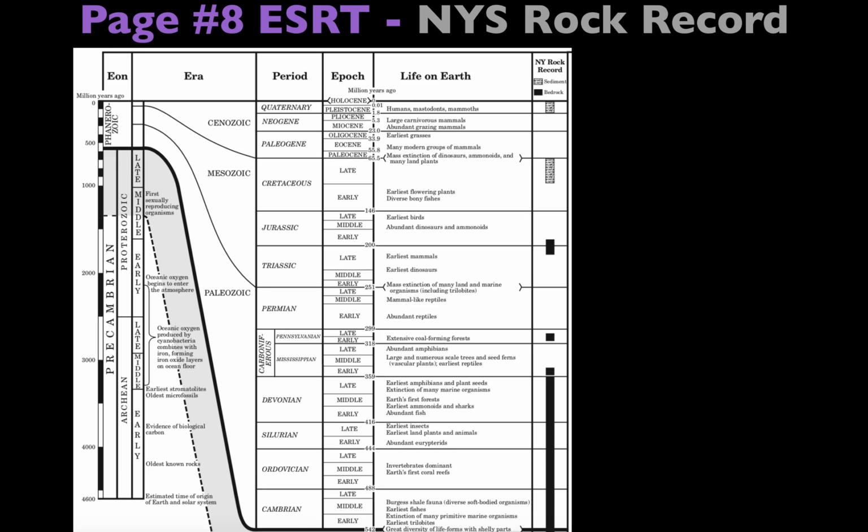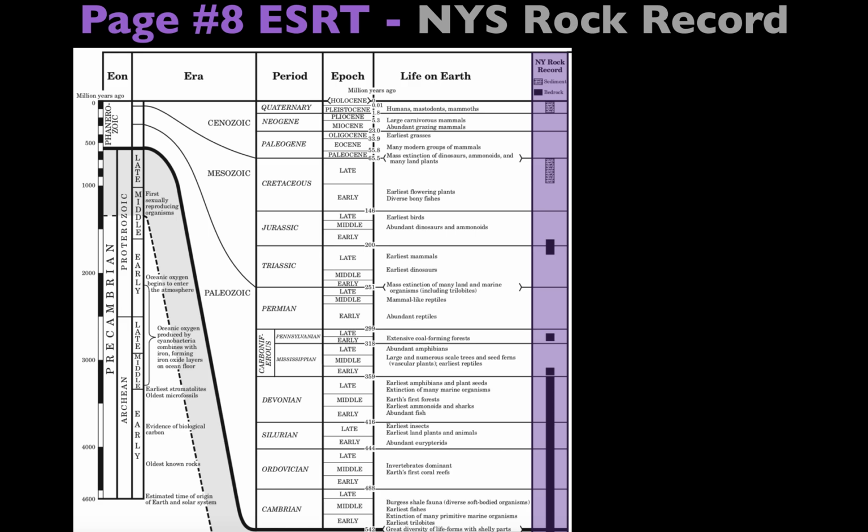Now there's one more thing on page 8 of the reference table I want us to take note of right now, and that's the last column titled New York Rock Record that I have highlighted here in purple. Anywhere where you see a gray or a black symbol represents that there is a record in New York State of rocks during each of those periods. So simply put, anywhere you see a symbol within a particular time period means there's rock in New York State that formed during that specific time period.